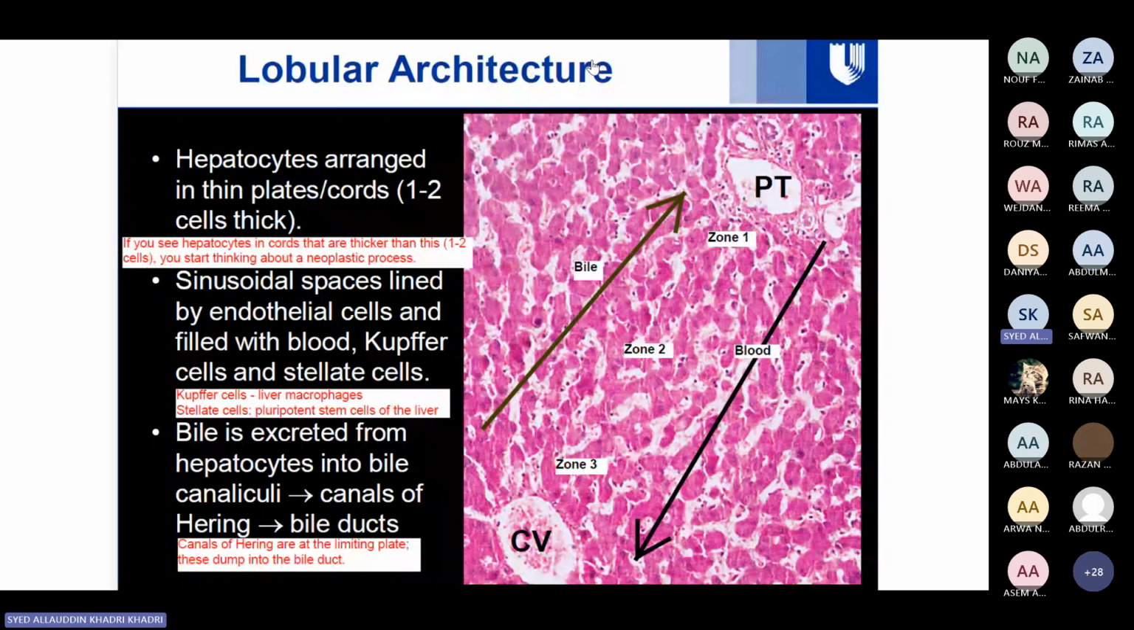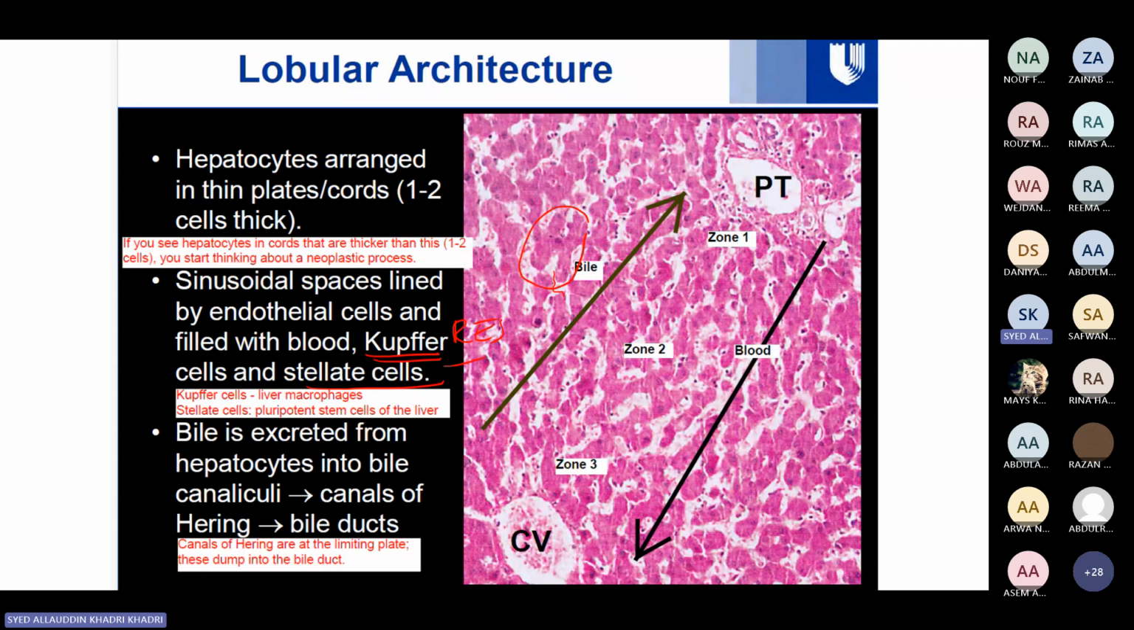This is again a lobular architecture. As I told you before, the hepatocytes are arranged in thin plates and cords. People feel that some neoplastic tissue is taking place, but no, this is normal. All these hepatocytes are normal. You can see this white area, called sinusoidal spaces, lined by endothelial cells and filled with blood, and the Kupffer cells, which are part of the reticuloendothelial system, and of course the stellate cells which form the collagenous tissue. Kupffer cells are the liver macrophages, which are very important to understand. Stellate cells make the collagenous tissue in the form of fibrous tissue. There are also pluripotent stem cells of the liver in that area.